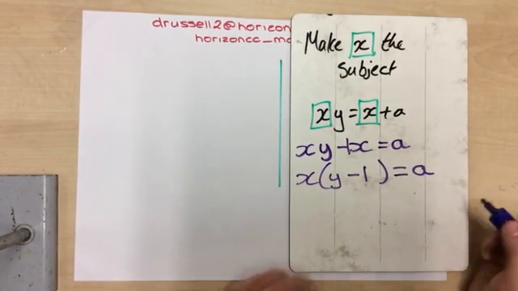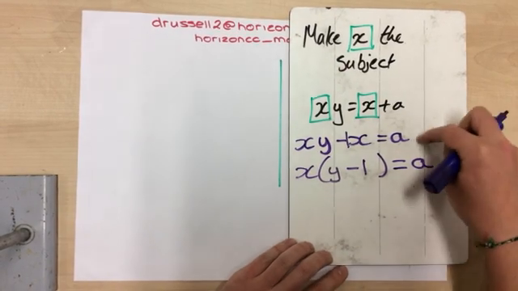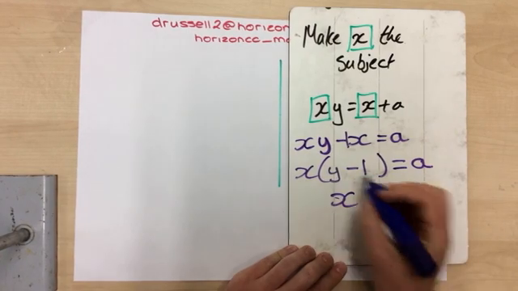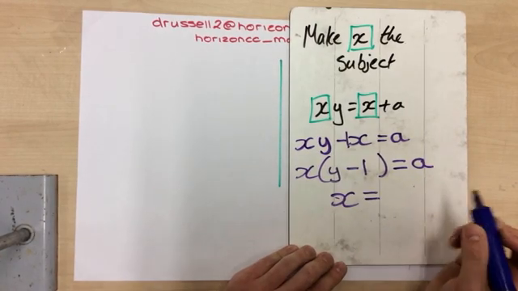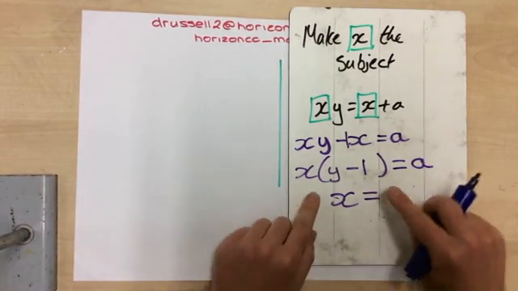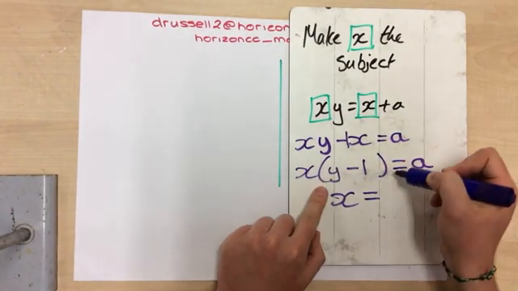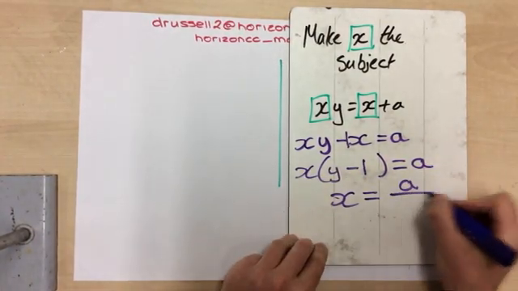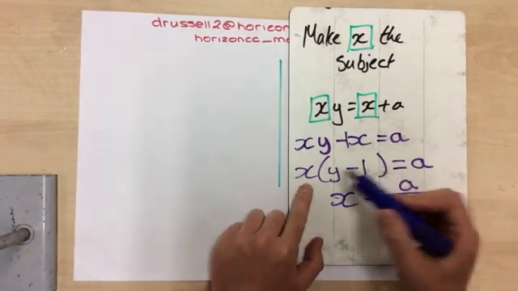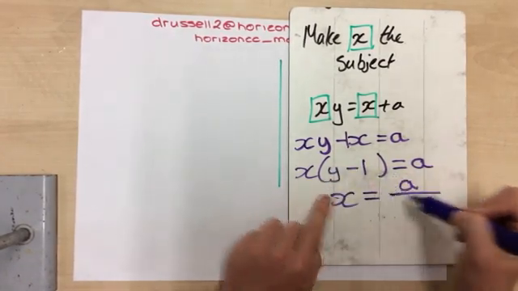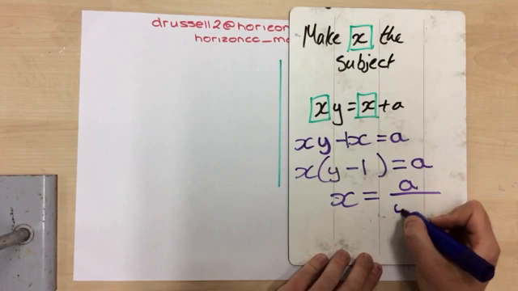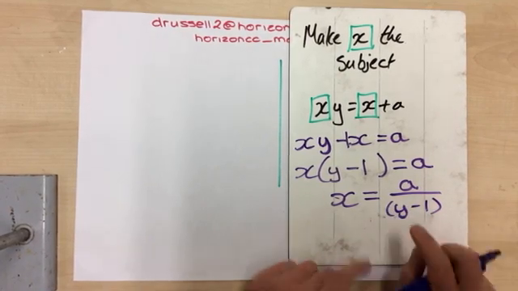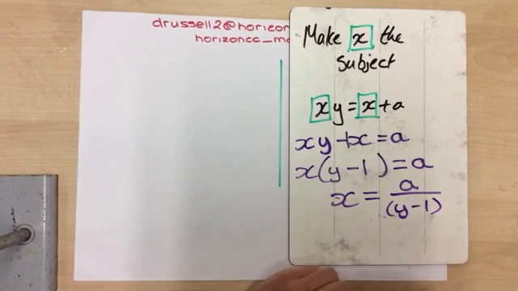If we were asked for A as a subject, that would have been fine. But we were asked for X to be the subject. So now that I've got X, I can work out how to make that the subject. I currently have X lots of that whole bracket equal to A. Well, I need to do the inverse operation of multiplying by this bracket, which would be dividing by the bracket. So I'm left with A over (Y minus 1). And why not stick it in brackets just to show that that's what you were dividing by.